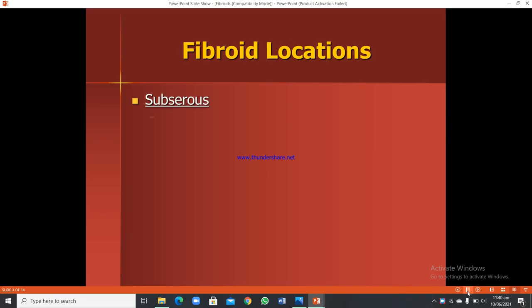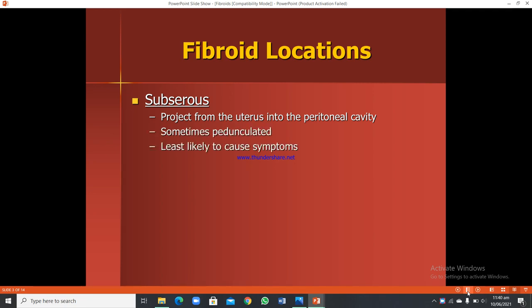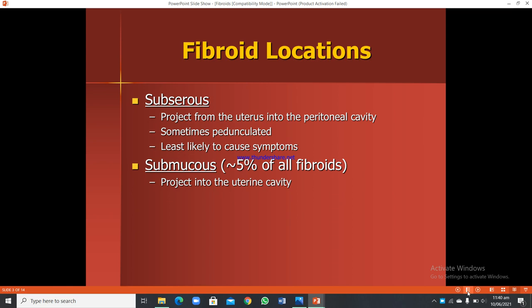Now, as far as the fibroid locations are concerned, we have subserous fibroids, which project from the uterus into the peritoneal cavity, sometimes pedunculated, least likely to cause symptoms. Submucous, that is 5% of all fibroids, project into the uterine cavity, sometimes pedunculated, most likely to cause symptoms. These are the fibroids which cause symptoms, that is menorrhagia, recurrent abortions, preterm labor, like that.